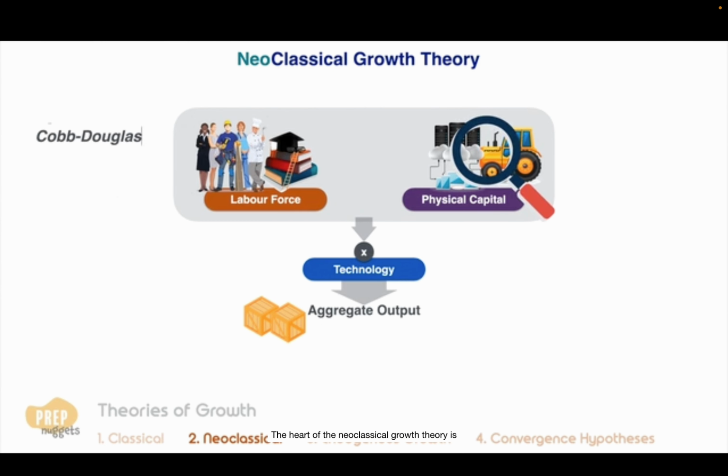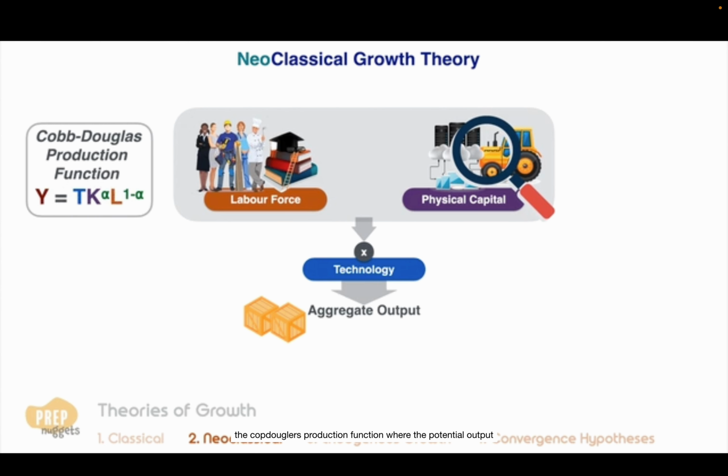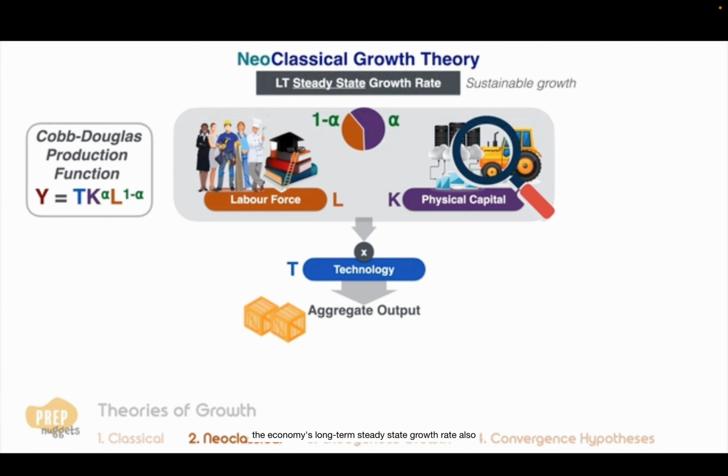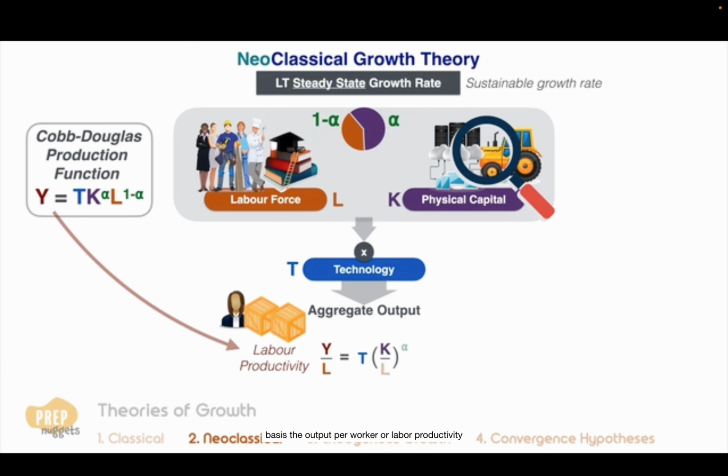The heart of the neoclassical growth theory is the Cobb-Douglas production function, where the potential output of the economy is given as the function of the labour input, available capital, and the total factor productivity. Alpha is the share of GDP allocated to capital. The primary focus of the neoclassical model is to determine the economy's long-term steady-state growth rate, also known as the sustainable growth rate. Remember these two words, steady state, which we'll revisit later as this is the central theme of neoclassical theory. We've learned in the first lesson that when expressed on a per-unit labour basis, the output per worker or labour productivity is as such.